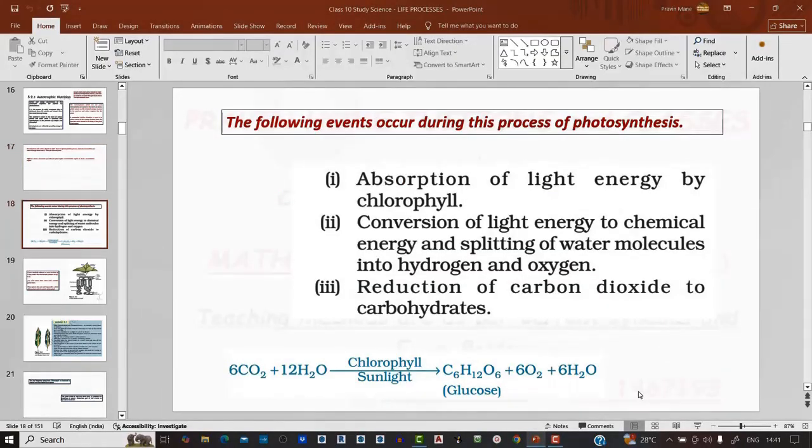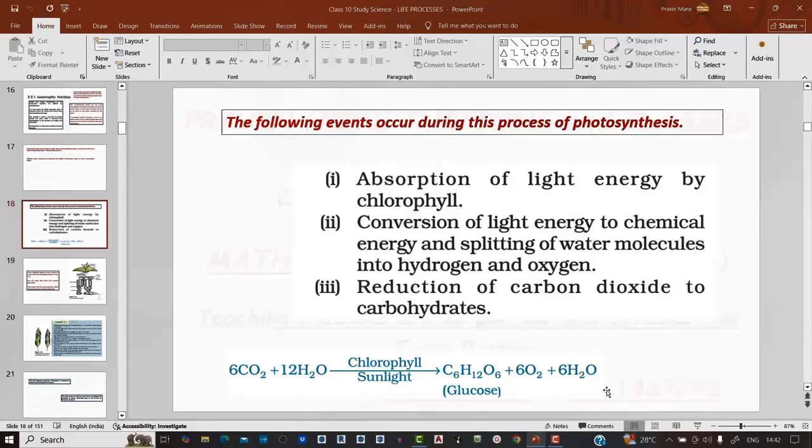Now we will study the photosynthesis reaction. Here the chemical reaction is written: 6 molecules of CO2 plus 12 molecules of H2O. They react with each other in the presence of chlorophyll and sunlight. It is converted into glucose, C6H12O6, plus oxygen, and water is released.